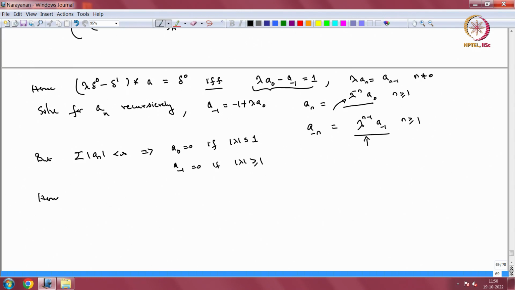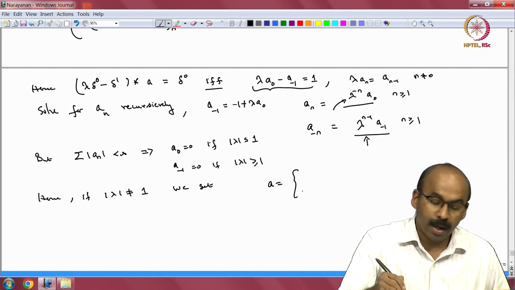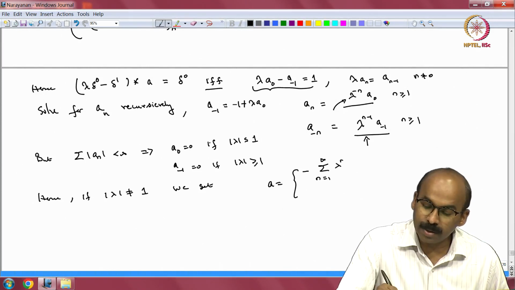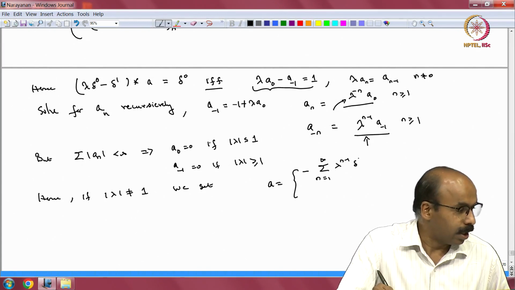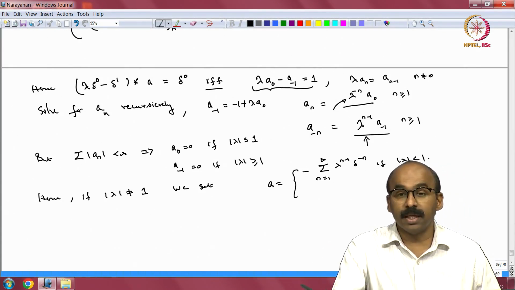Hence, this already tells me that when mod lambda equals 1 there is no solution. Hence, if mod lambda is not equal to 1, we get A equal to minus summation n equal to 1 to infinity lambda to the n minus 1 delta to the minus n, if mod lambda is less than 1, so that the series converges.